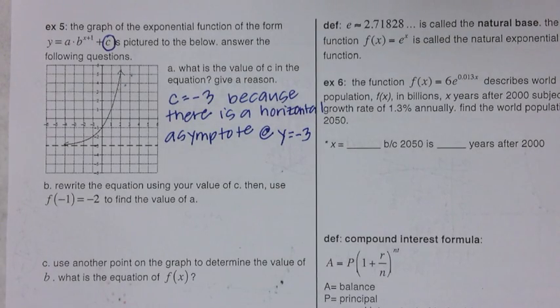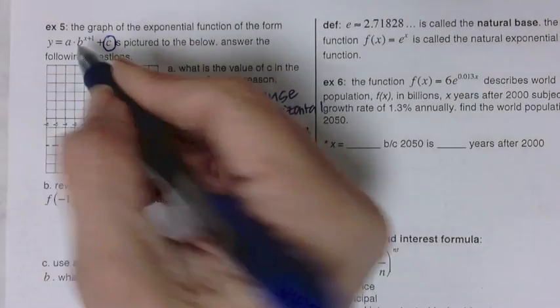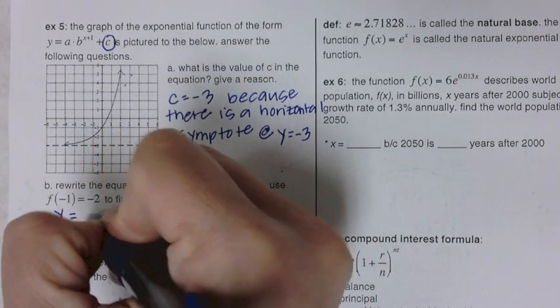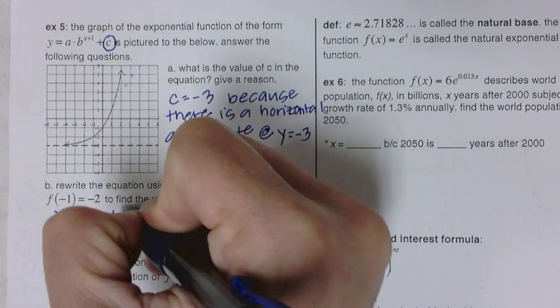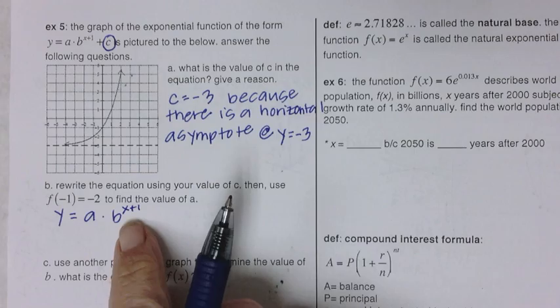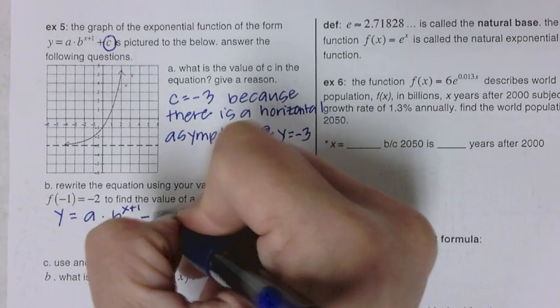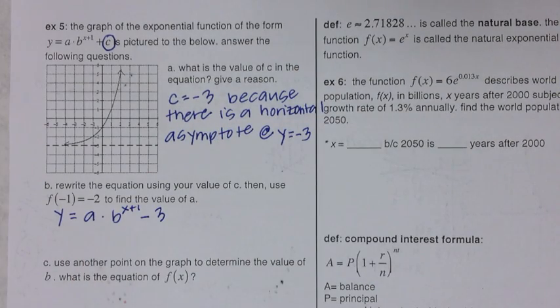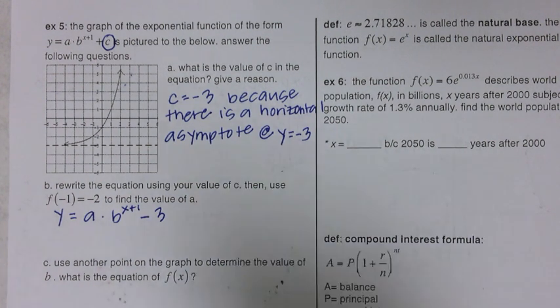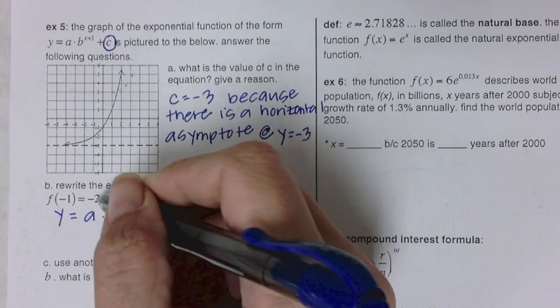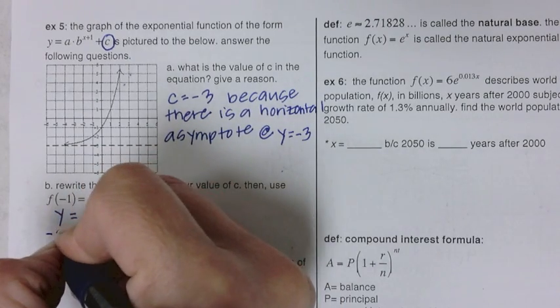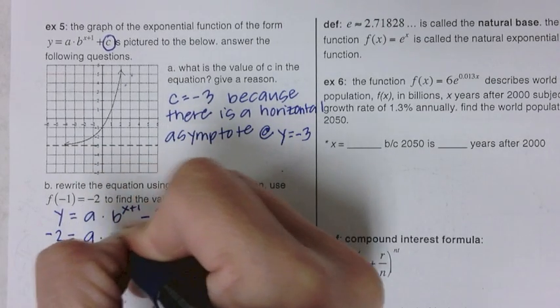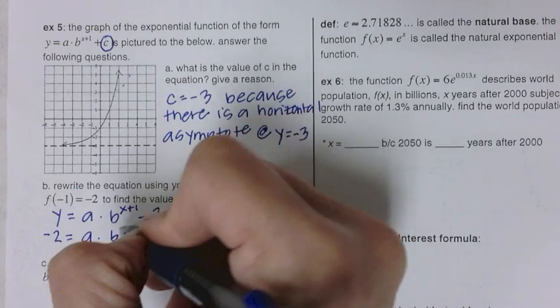Okay, part B says rewrite the equation using your value of c. So here's our equation, which is y equals a times b to the x plus 1, minus 3. Then use f of -1 equals -2 to find the value of a. Okay, so when x is -1, y is -2. So y is -2, don't know a, but x is -1.